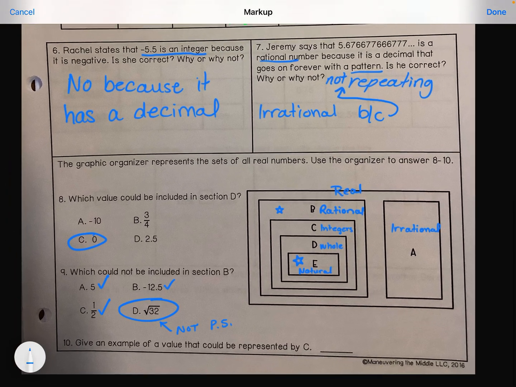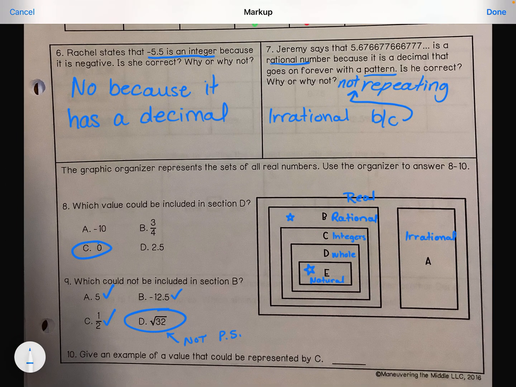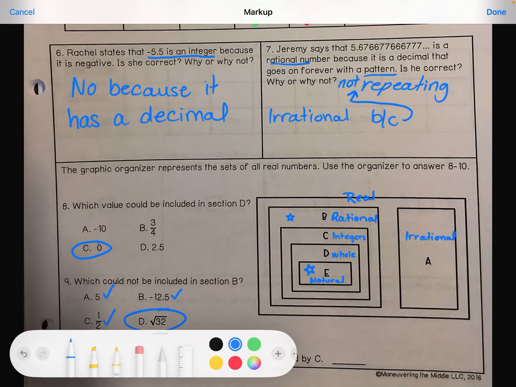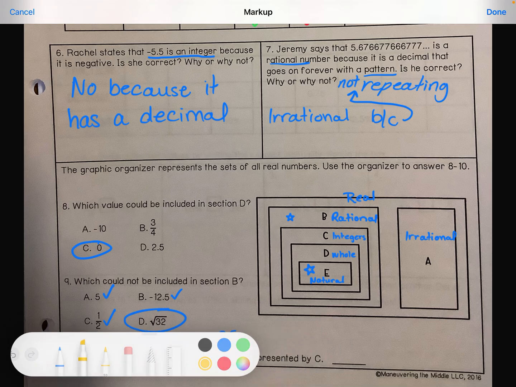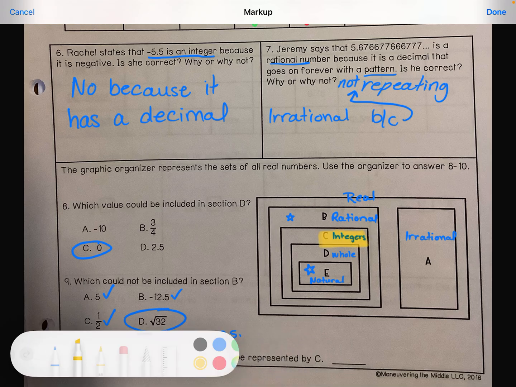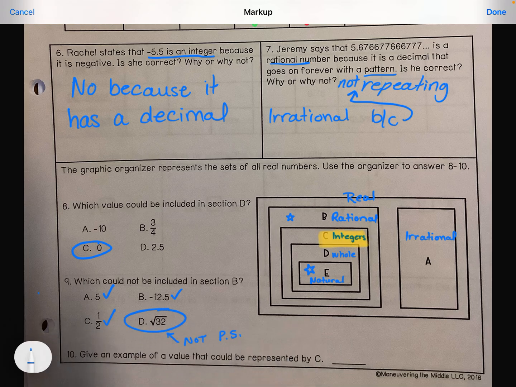Last question, number 10, give an example of a value that could be represented by C. Well, C is talking about the integers. So there's several answers that you could put here. If we're focused on C and not going down to section D, that would be a negative number. So like negative 5, negative 17, these would work because they're found in C.